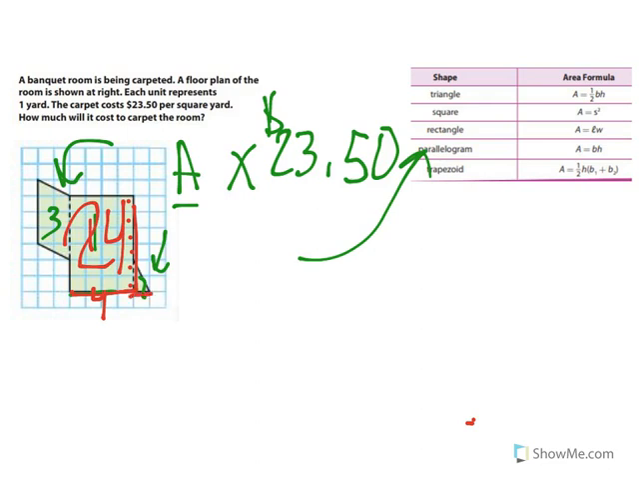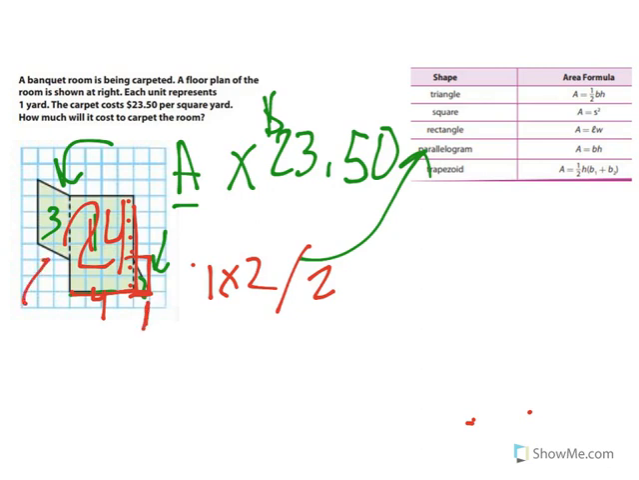Do our little triangle there. Hopefully you guys can see that. It's half of this triangle there. So it would be 1/2 base times height. So our base is 1, our height is 2, and it would be divided by 2. Alright, so that would be 1 unit.